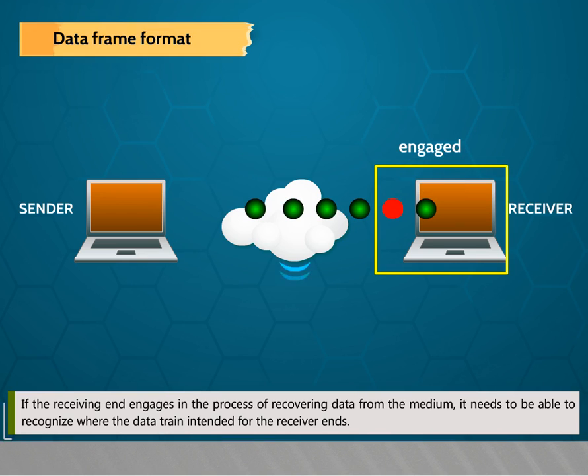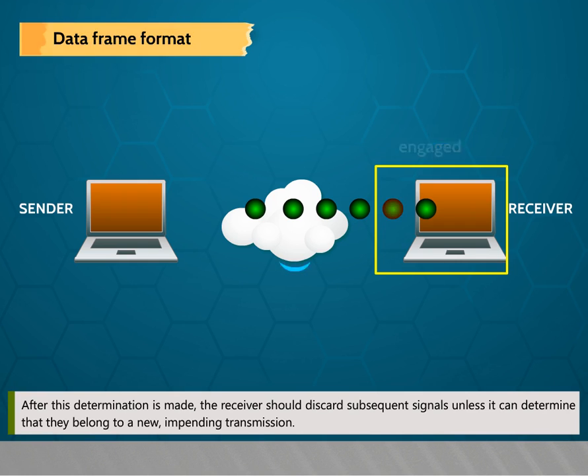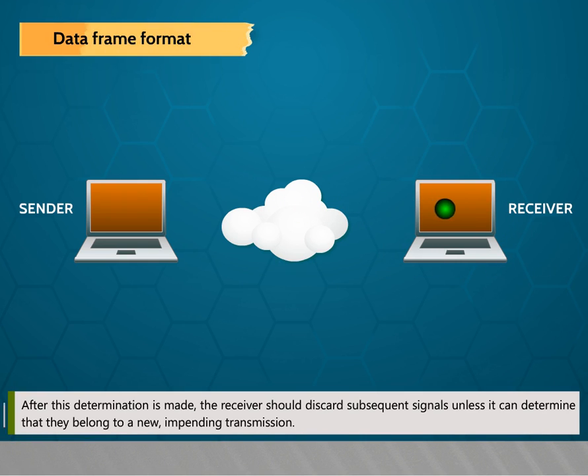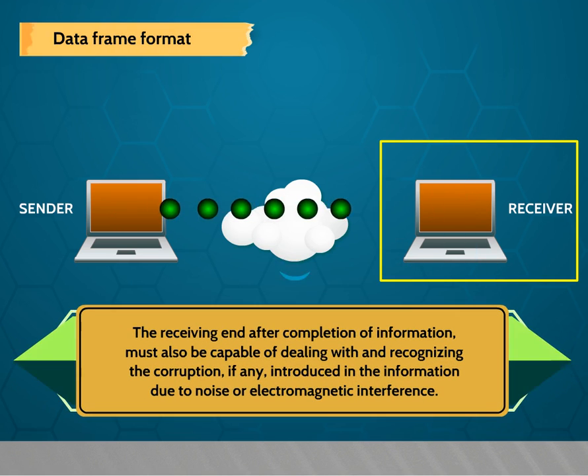If the receiving end engages in the process of recovering data from the medium, it needs to be able to recognize where the data train intended for the receiver ends. After this determination is made, the receiver should discard subsequent signals unless it can determine that they belong to a new impending transmission. The receiving end, after completion of information, must also be capable of dealing with and recognizing the corruption, if any, introduced in the information due to noise or electromagnetic interference.